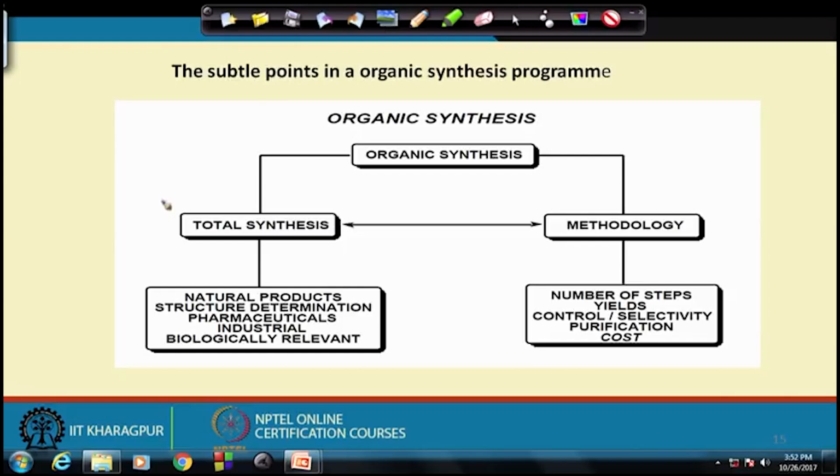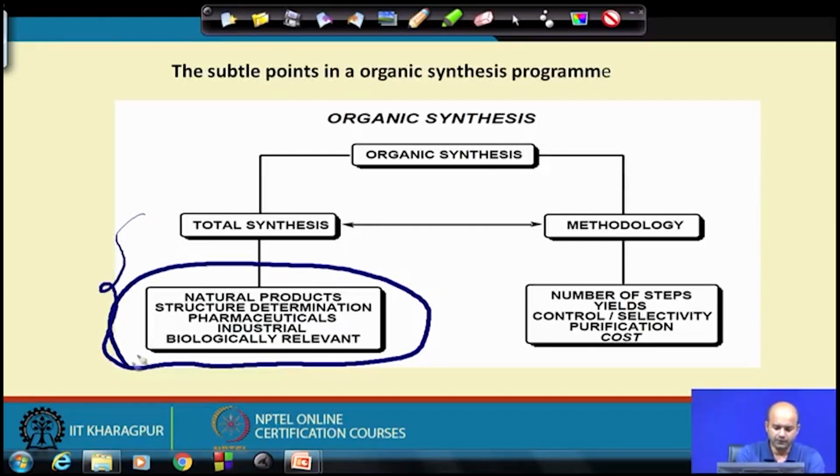Finally, as I said earlier, in total synthesis the target molecules can be anything. This could be a natural product, where you can take the help of structural determination, or life saving drugs or pharmaceuticals, or industrially important compounds like pesticides and herbicides, and they are biologically relevant. Definitely all the target molecules should have biological significance. If the compound does not have biological importance, and it is simply an academic pursuit, probably our effort is not that much counted.